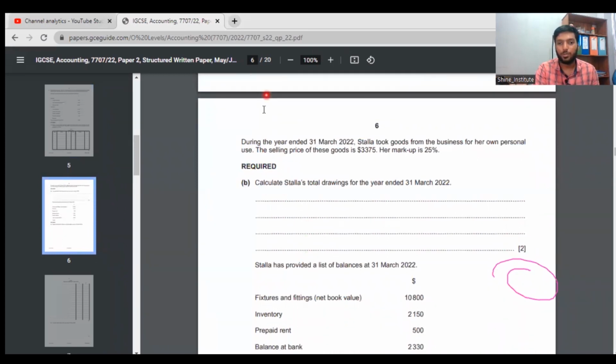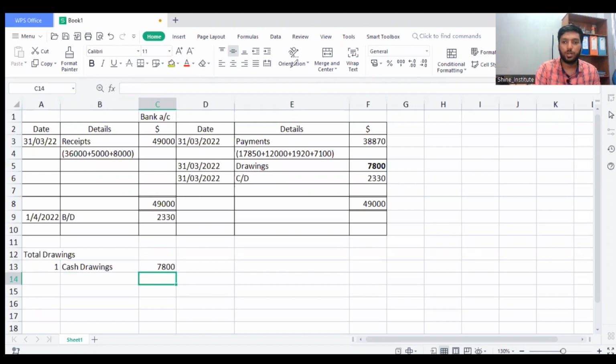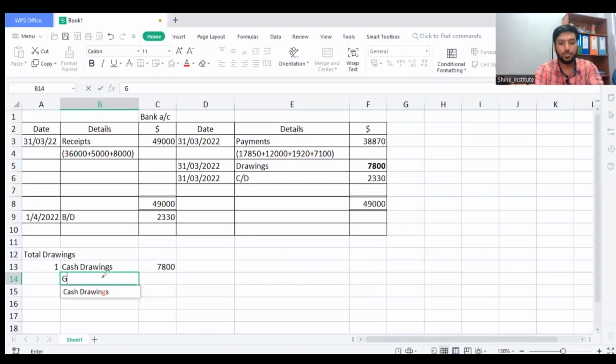So I need to take the total drawings. I'm going to do this here on my Excel sheet. Total drawings. The first one is the cash drawings we got, which is 7,800, right? So now I need to do the cost of goods drawings. They have given 3,375. So we need to remove the markup to get the exact amount of drawings they have made. So we have a markup, goods drawings.